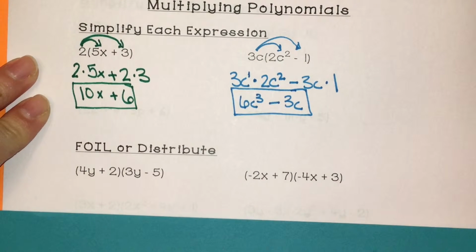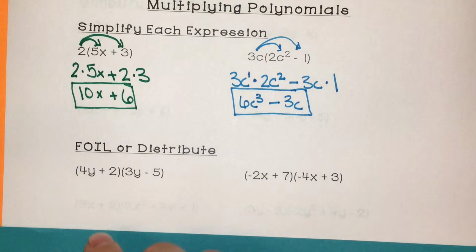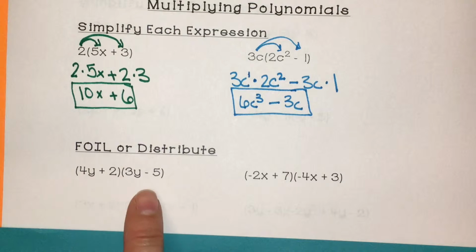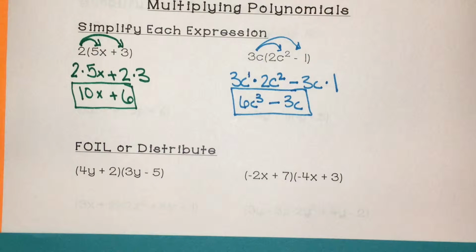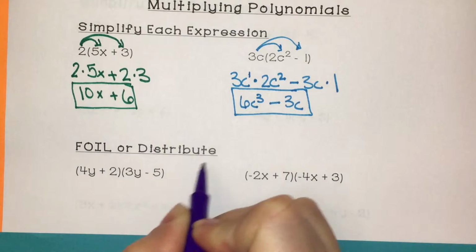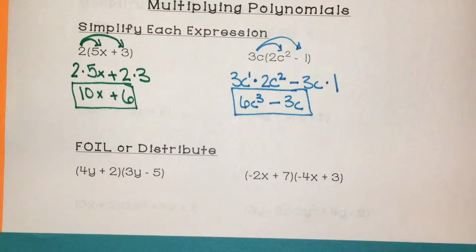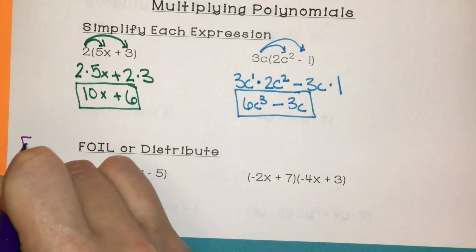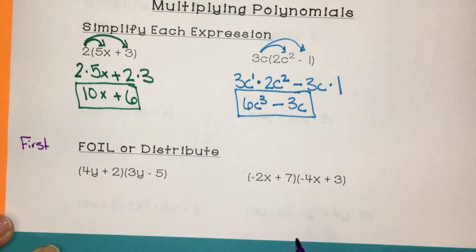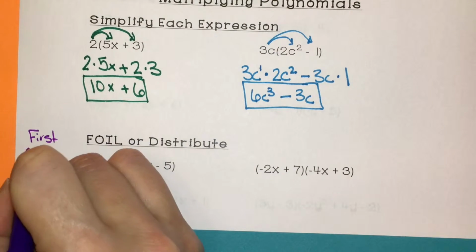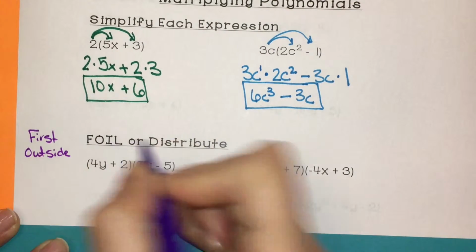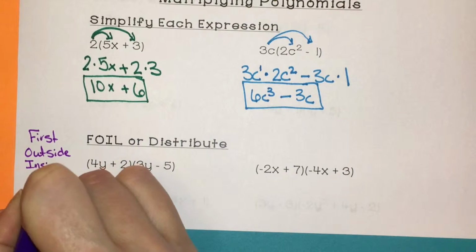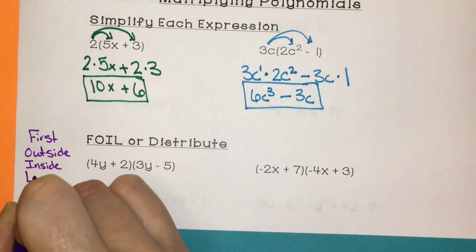All right, so we're going to get a little more complicated. So we have now 2 polynomials, so 2 binomials, because they each have 2 terms in them. We're going to multiply them using the FOIL method, which is also like distributing. Okay, so FOIL means first, O is outside, I inside, and L is last.